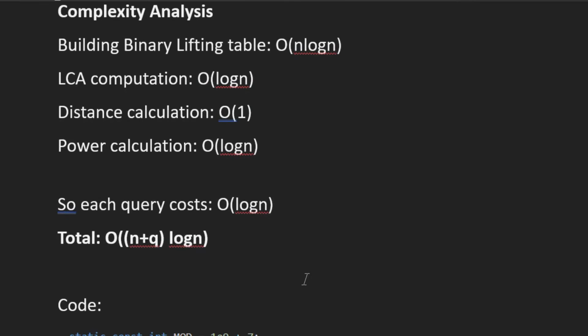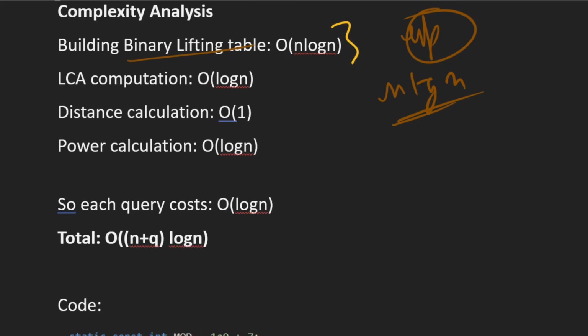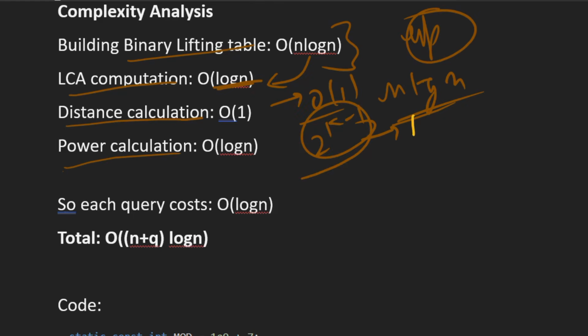If we see the complexity, the first thing that we need to do is make the up table. To make the up table, our time complexity is n log n. Once we make the up table, using the up table we compute the lowest common ancestor for a query. That will take log n time. Then the distance calculation is basically an arithmetic operation, so it will take O(1) time. And the power calculation, that is 2^k minus 1, also takes log n time.